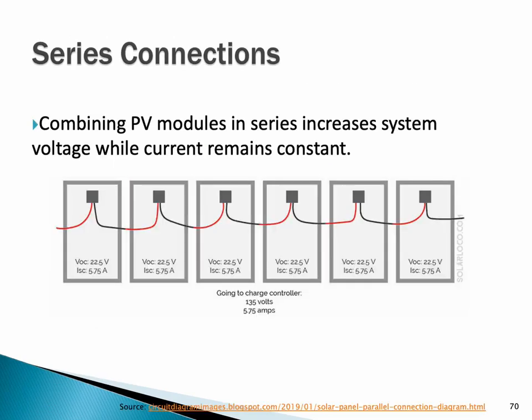Here I have a series of modules, 1, 2, 3, 4, 5, 6, and each module is 22.5 volts and 5.75 amps. So as I connect positive to negative through these 6 modules, it's cumulative for a grand total of 135 volts, but current is equal to 1 module. It doesn't matter if I have 6 of these or 600 of these. Voltage increases, current will stay the same as 1 module.